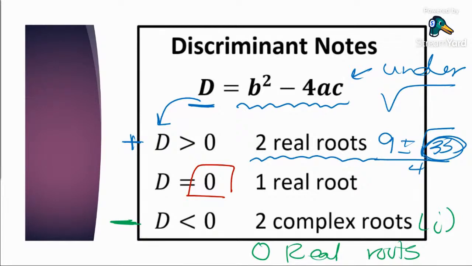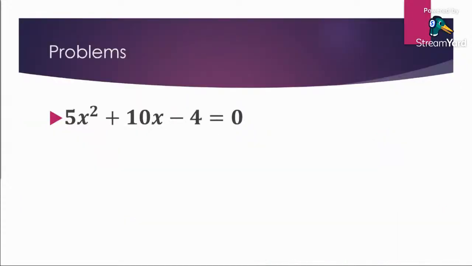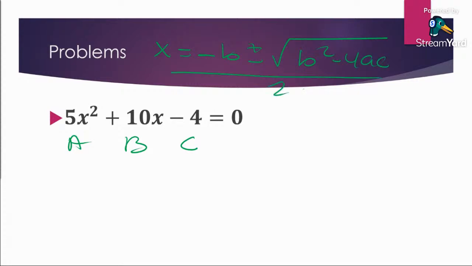Okay, let me see if I can give an example to give a little bit more context here. We have this problem: 5x squared plus 10x minus 4 is equal to 0. If we were to try to determine how many solutions we're going to have and what type, we will still have a, b, and c. We could go through the entire quadratic formula and get a solution and make the call there. But I just want to use what's under the radical to answer the question of how many solutions and what type we're going to have.